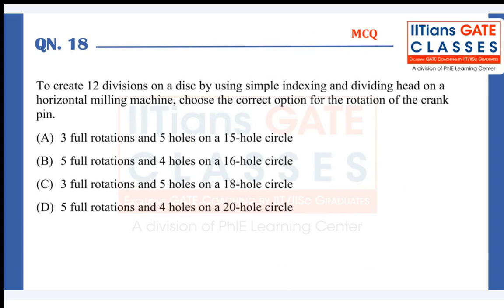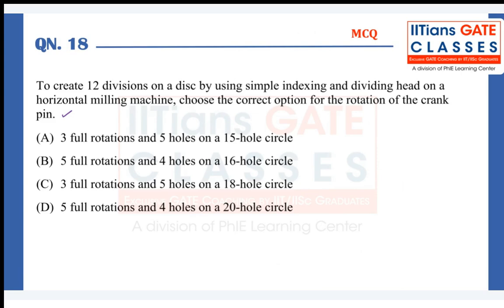Now, to create 12 divisions on the disk by using the simple indexing and dividing head on a horizontal milling machine, choose the correct option for the rotation of the crank pin. Here you need to know the indexing methods. We have direct indexing, simple indexing, compound indexing, differential indexing.